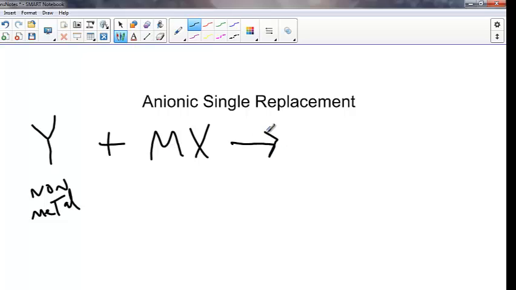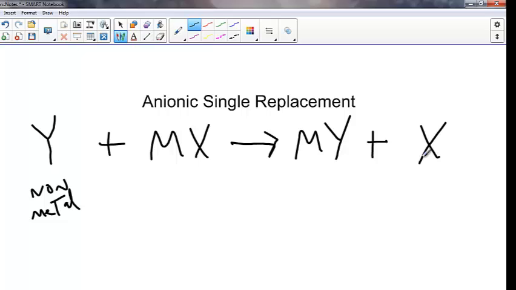And of course, what I'm going to get as products is M bonded to Y. You'll notice the positive guy's always first when I write these things. Don't put YM, MY, plus X. Again, there's a transfer of electrons here. This Y being neutral becomes an anion. This X, which is an anion, becomes neutral.